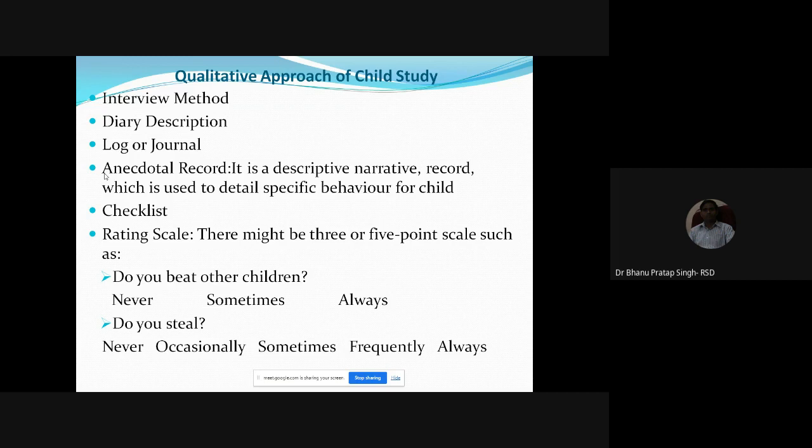Next is the 5-point scale. It means the answer may be one of five. The 5-point scale is also known as the Likert scale because Likert first gave this scale. The question is only one: do you steal? The answer may be never, occasionally, sometimes, frequently, always.